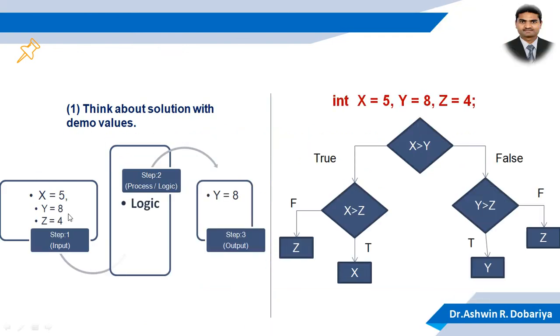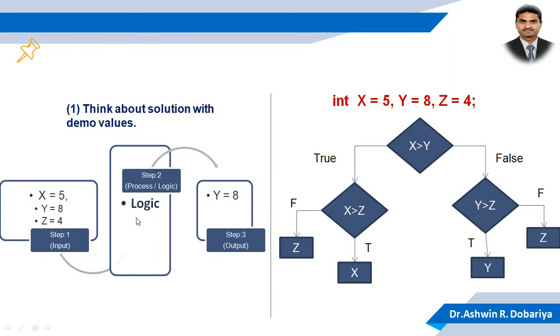First of all we have to think about the input. In this program we have to input 3 numbers. For example, the numbers are x, y and z, and for understanding, x is equal to 5, y is equal to 8, z is equal to 4. So this is the first step that we have to think about in the logic. After that we have to think about the actual logic, how we can decide the highest number, or you can say the maximum number, out of these 3.